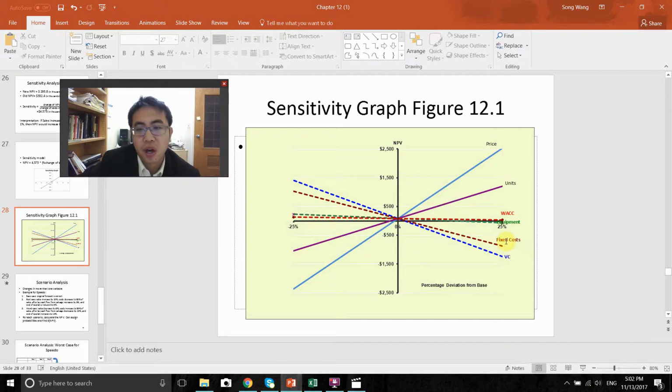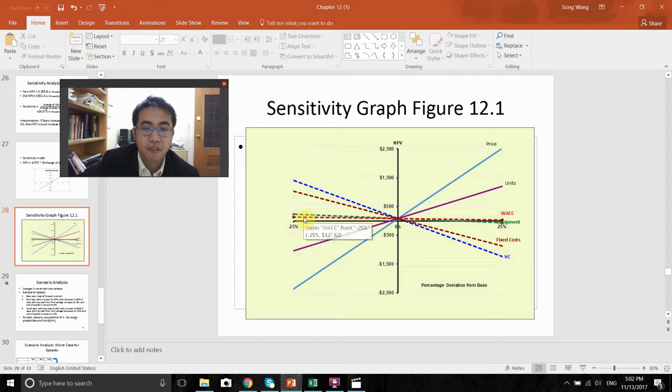If you compare variable cost and fixed cost, although both lines have negative slope, you can still tell that the variable cost has a steeper slope compared to fixed cost. You see fixed cost is flat. So that means NPV is less sensitive to fixed cost than variable cost. Okay, so variable cost is more influential to NPV than fixed cost is.